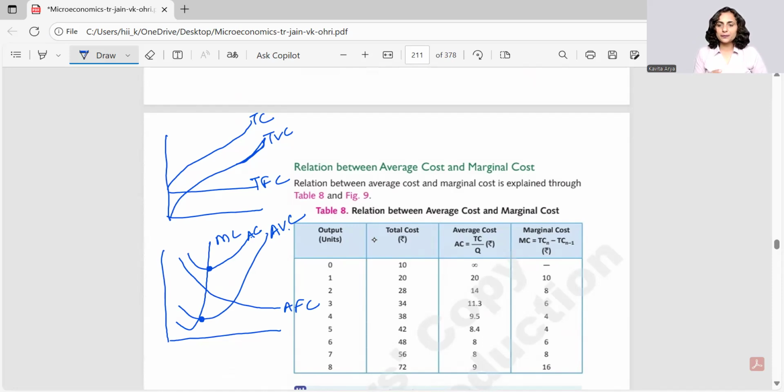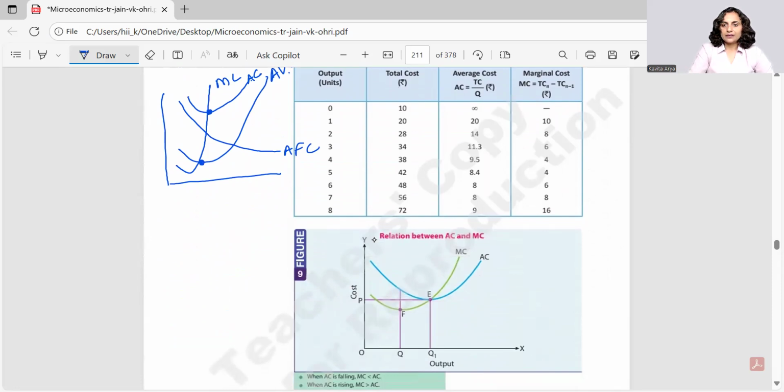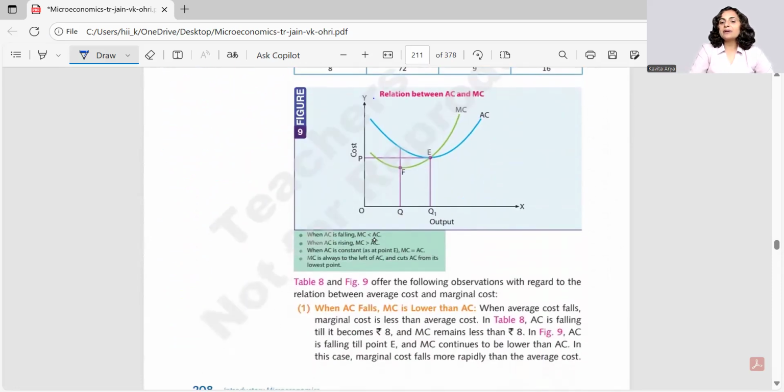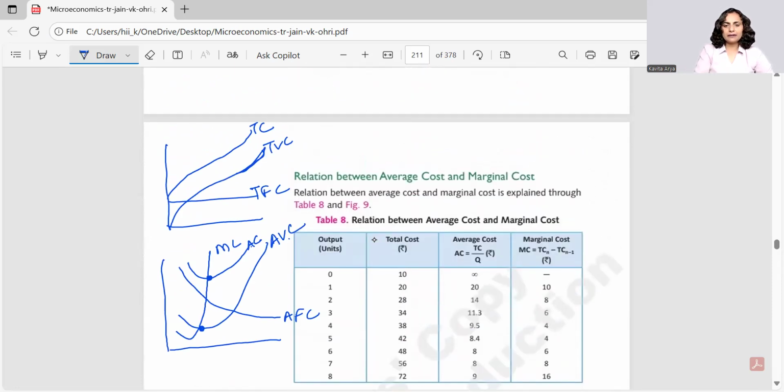If you're done with this picture, you're able to give the subjective answers also. Like when MC is falling, is AC falling? When MC is rising, is AC also rising? MC falls only when AC falls, this and that, this type of expression. So when we talk about the relationship between AC and MC, very clear, we have already seen this. You take up only this point.